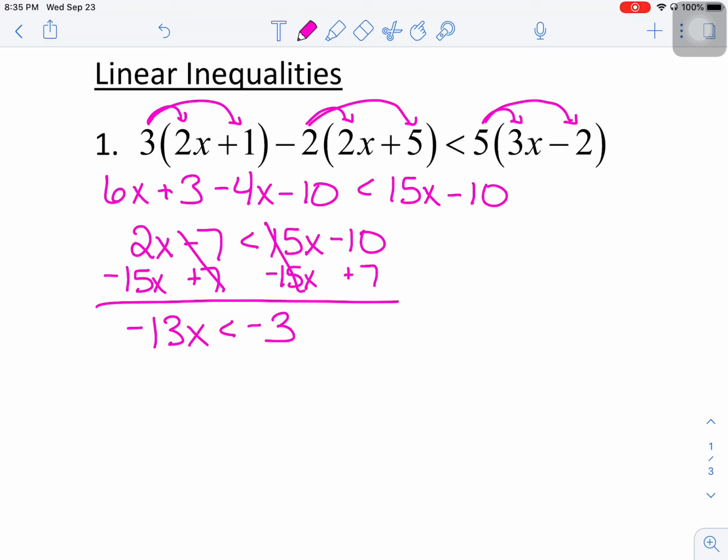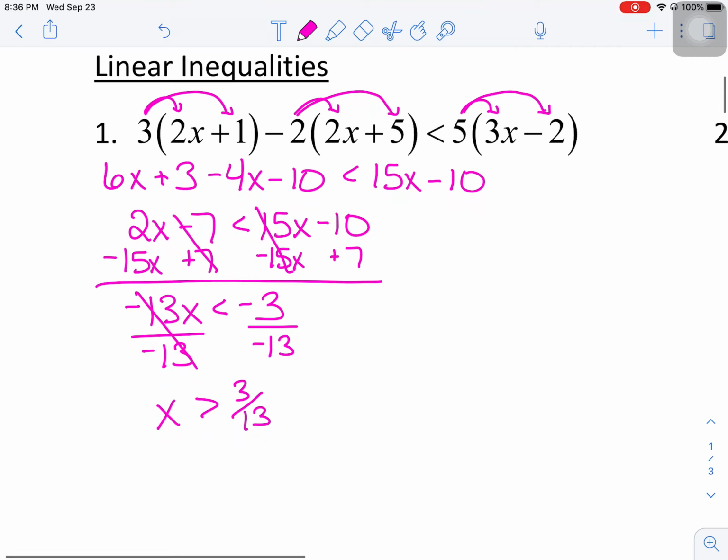Okay. Now, this is where you need to be careful because we're about to do a division step. And in this case, we are dividing by a negative. So when you divide both sides of an inequality by a negative, the inequality symbol has to flip. All right? And that's true when you multiply or divide both sides of an inequality by a negative, you must flip the inequality symbol. Okay?